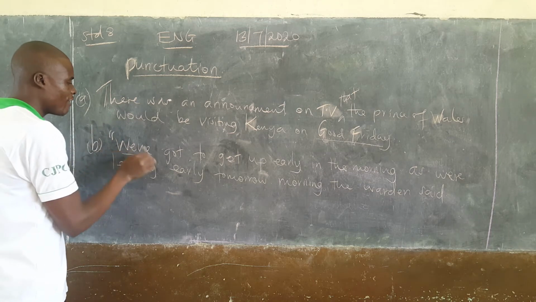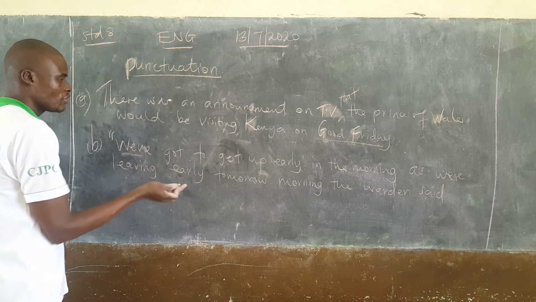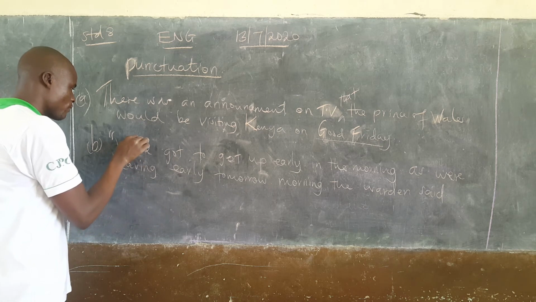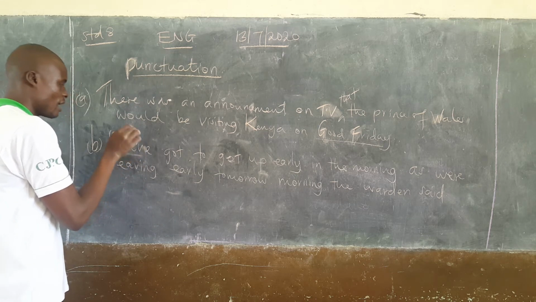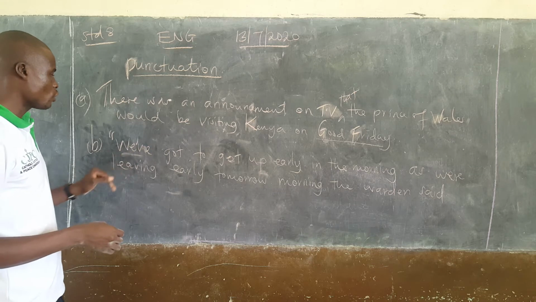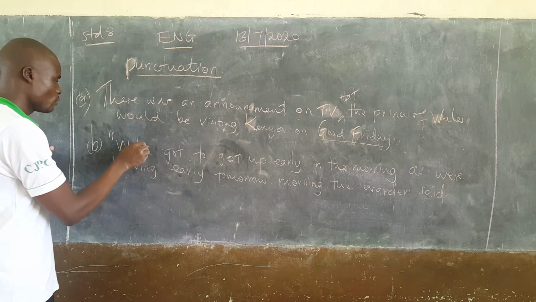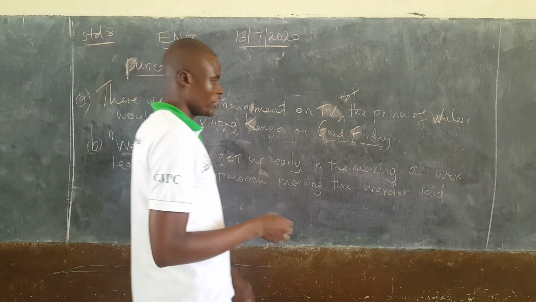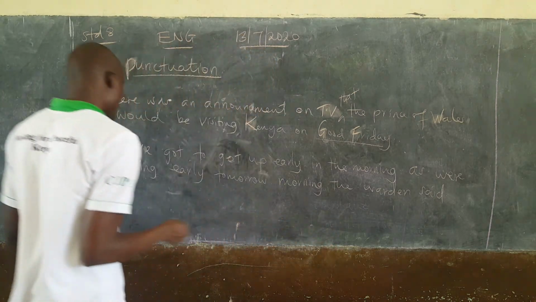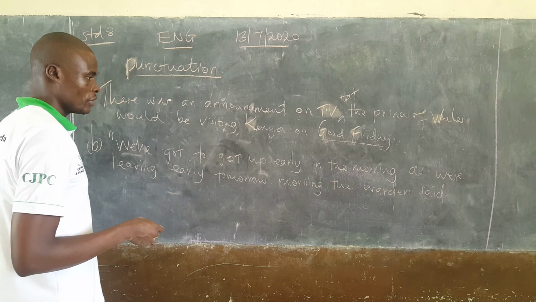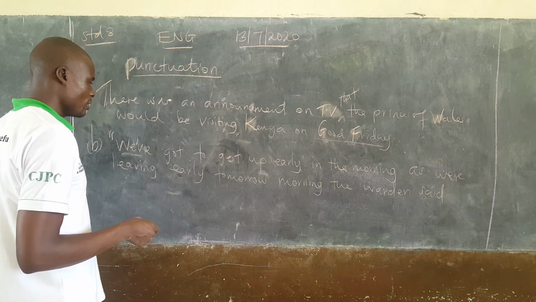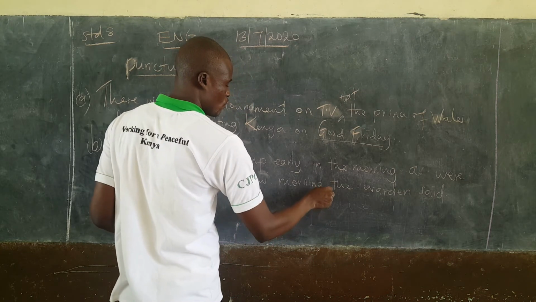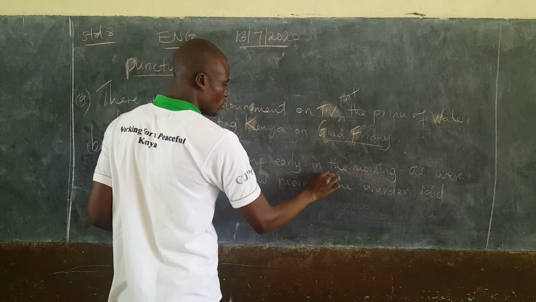We have got to get up early. So we've put a what? We put an apostrophe there, short form. So we say, we've got to get up early in the morning as we were leaving early tomorrow morning. End of quote, put a comma and then you close.